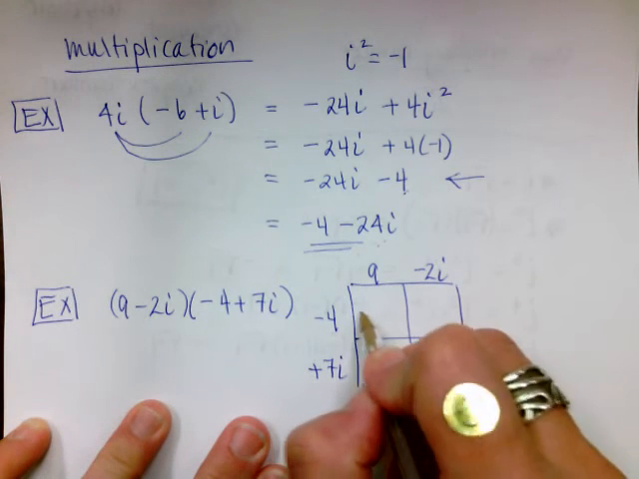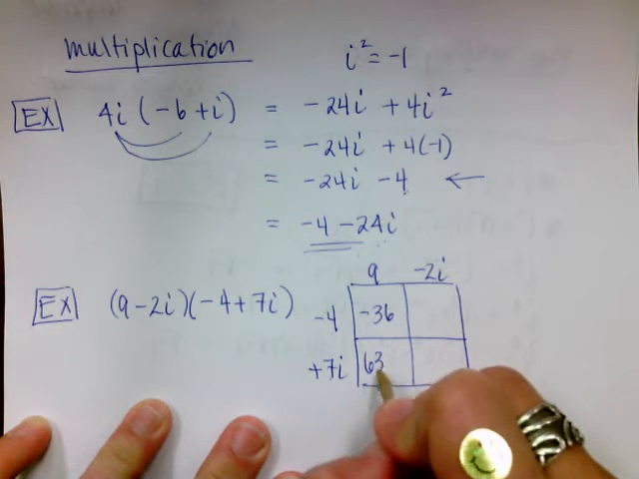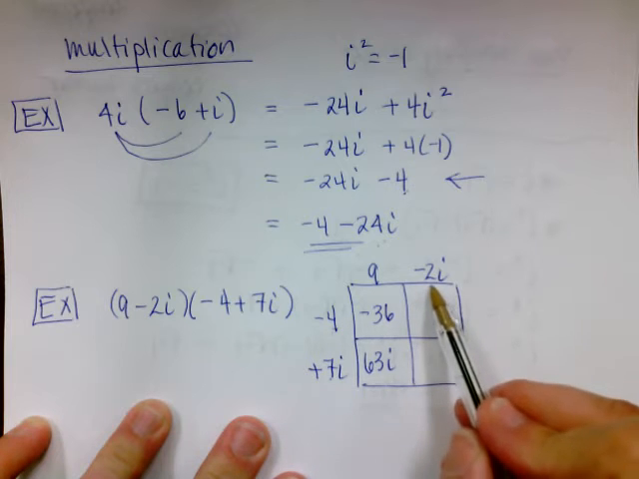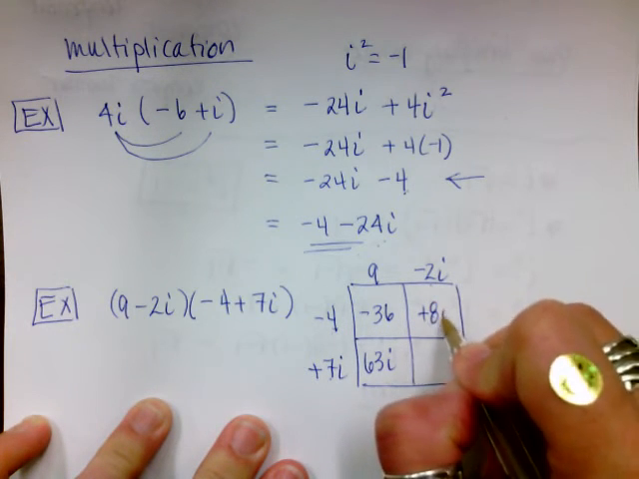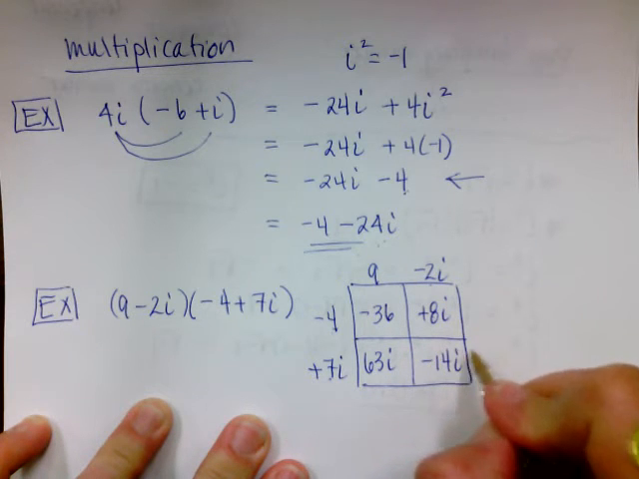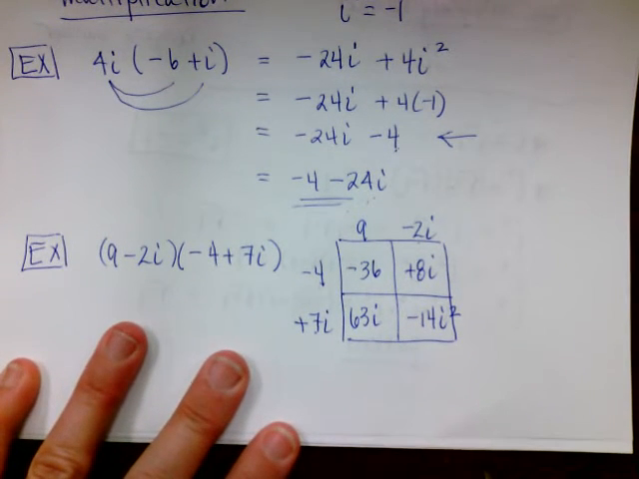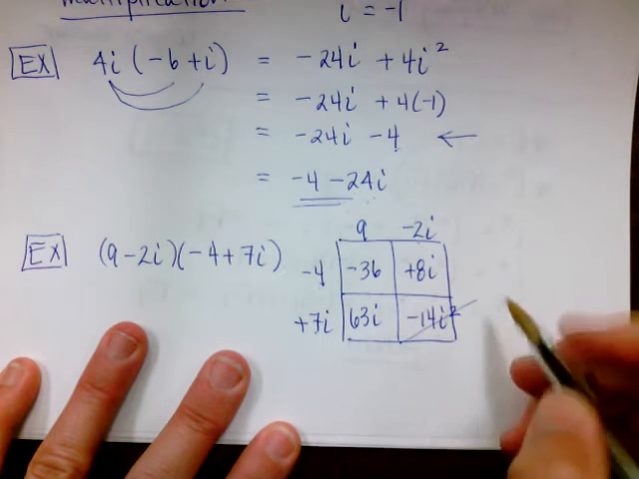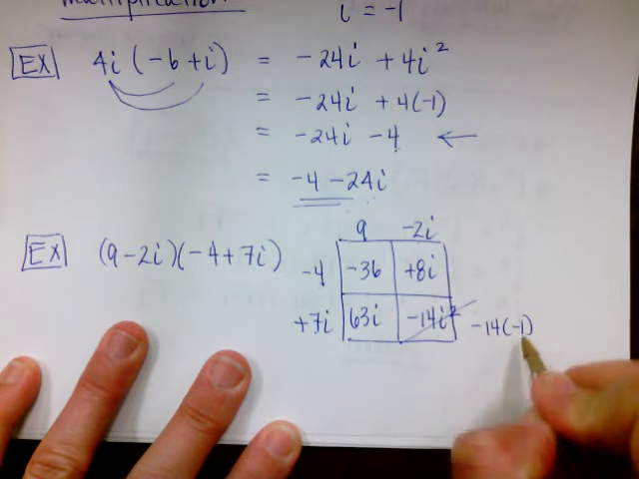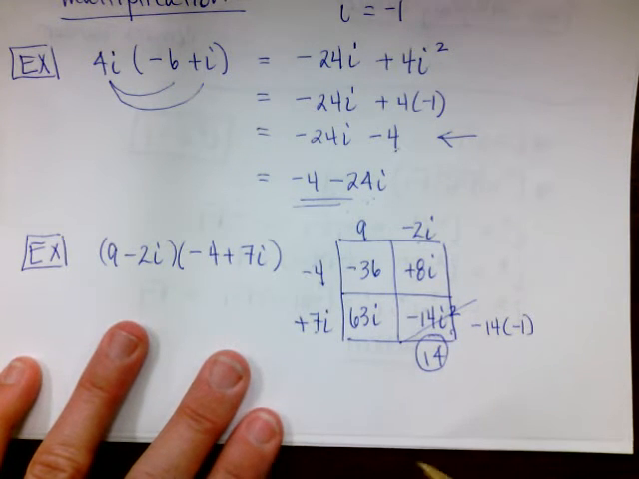9 times a negative 4 is a negative 36. 9 times 7 is going to be 63i. A negative 4 and a negative 2i is a positive 8i. And a 7i and a negative 2i is a negative 14i squared. All right, so then let's pay attention to our i squared. Remember that this is going to become a negative 14 times a negative 1. So this actually becomes 14 in that last cell. Here are my like terms, and here are my like terms.